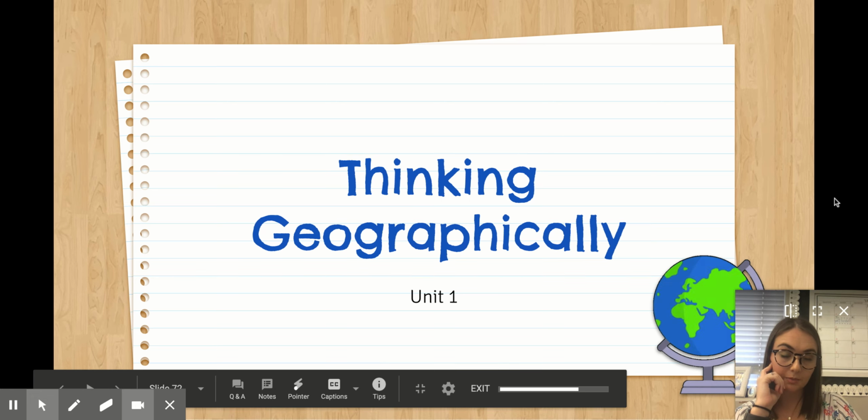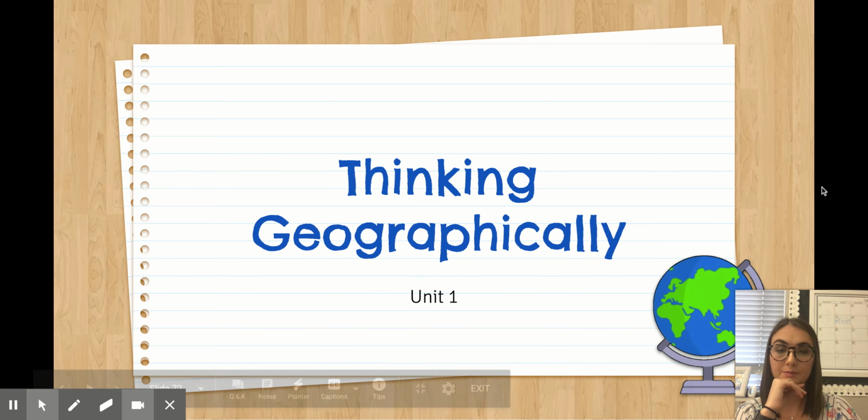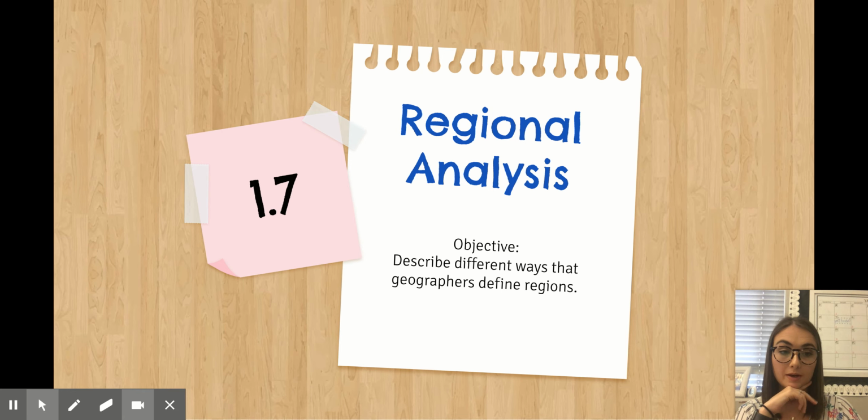All right, our last topic of Unit 1 is going to be relatively short. We're going to be talking about regional analysis. And so by the end of this lesson, you should be able to describe different ways that geographers define regions.